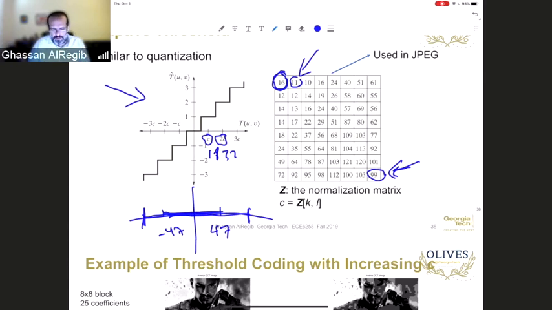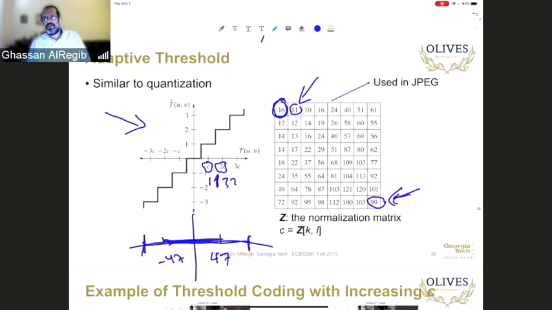This is the one used in JPEG. How did they come up with these numbers? It was experimental. It was an empirical study on some test images, and they came up with this matrix. Questions? Okay.